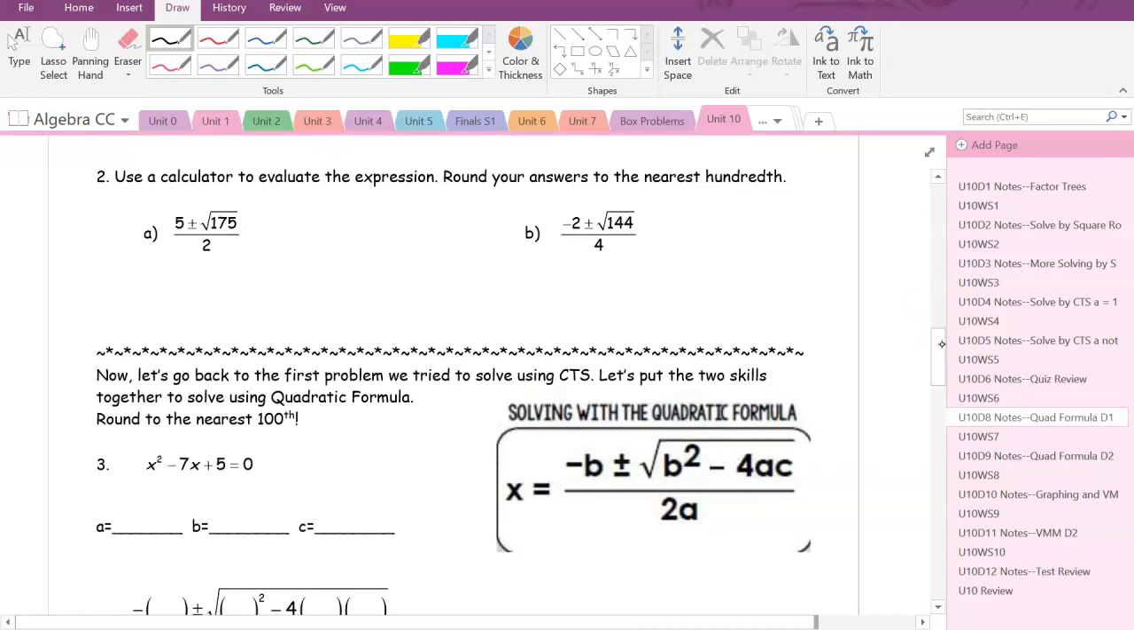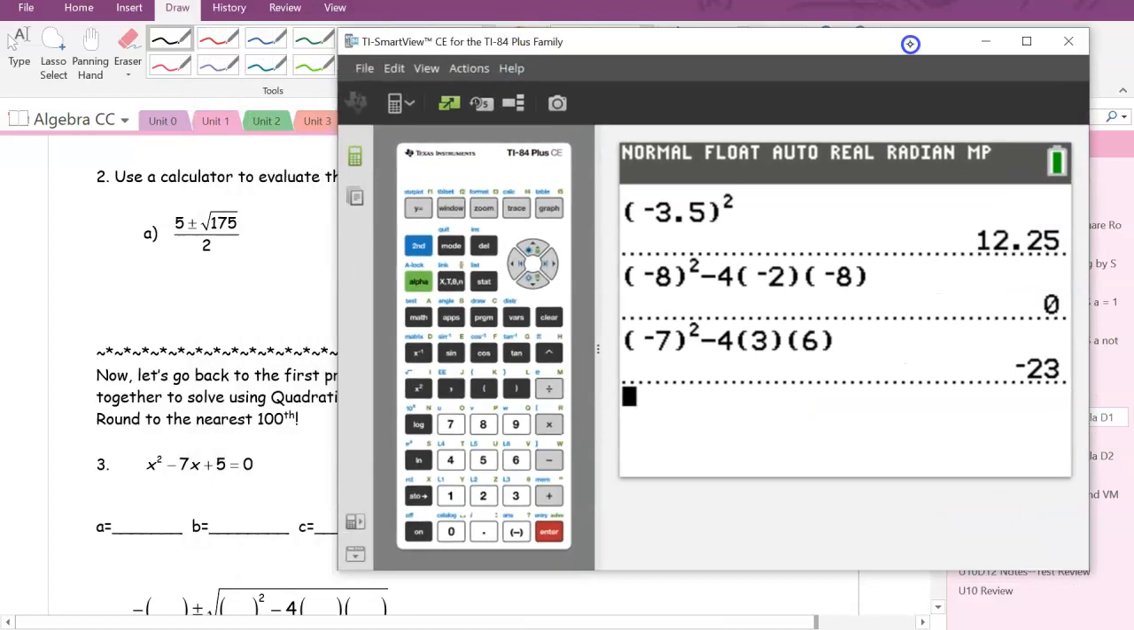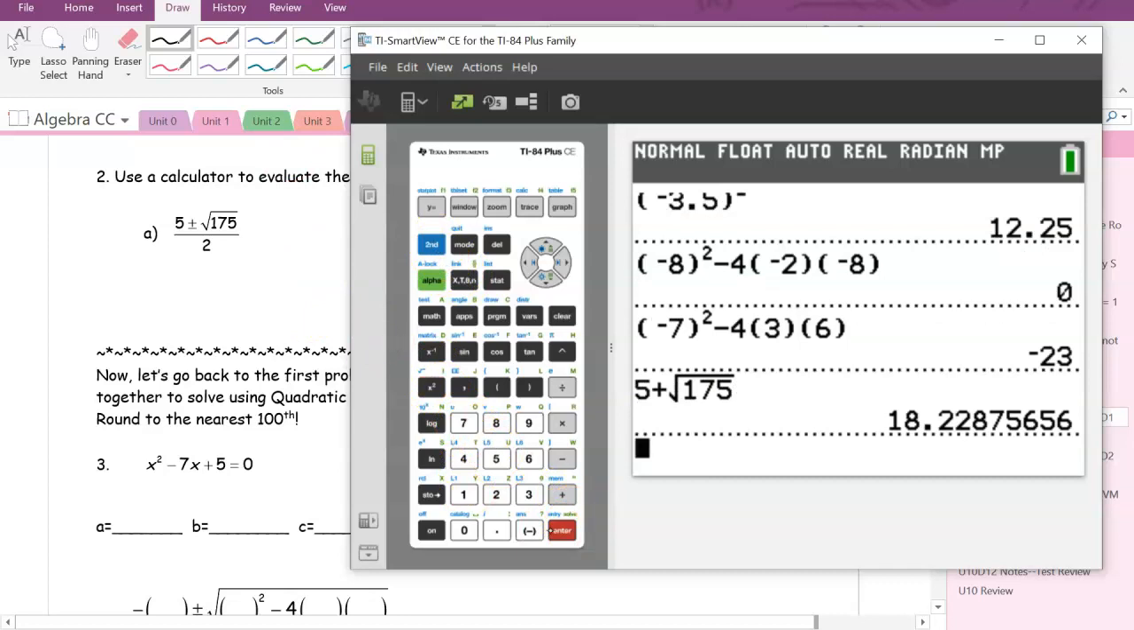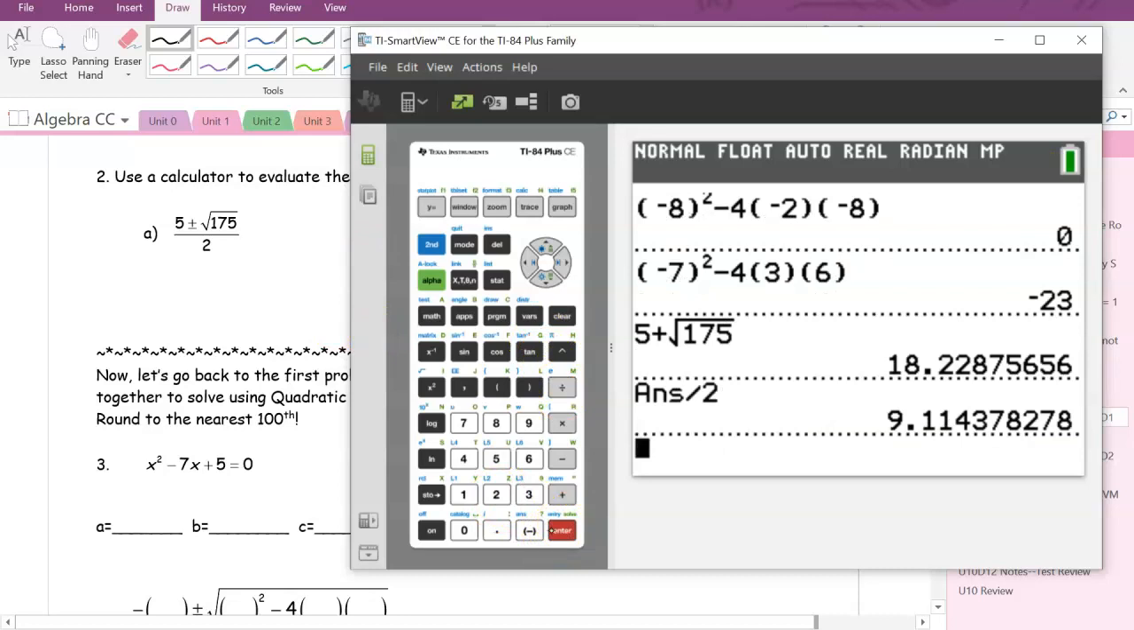All right, so now we're going to practice typing these values into our calculator and evaluating them. Now, if you're using Desmos, it's going to be a little bit different, and your teacher might show another way to type this into your calculator, but this is the way that I prefer to do this. Your calculator does not have a plus or minus button, so we are going to type this in twice. We're going to start with the top, 5 plus square root 175, enter, and then take that value and divide by whatever is in the denominator, which in this case is 2. And we will round to the nearest hundredth. So our first option is 9.11.